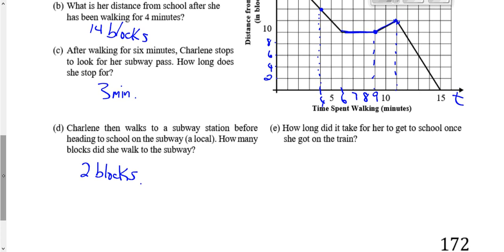All right, how long did it take for her to get to school once she got on the train? So she gets on the train at 11 minutes, in 4 minutes, and it's all done in 15 total, right? So 4 minutes.